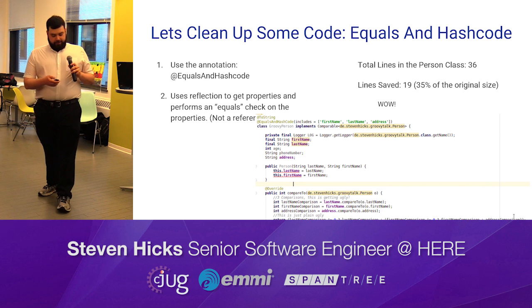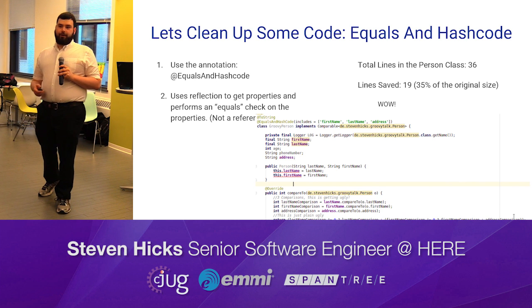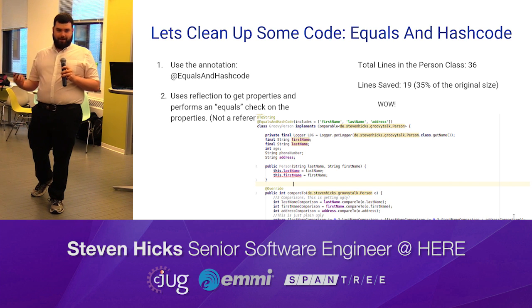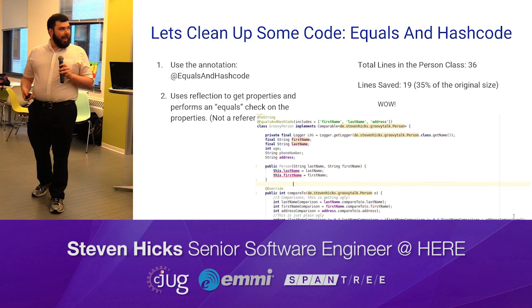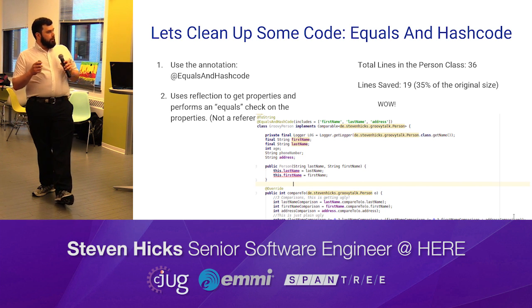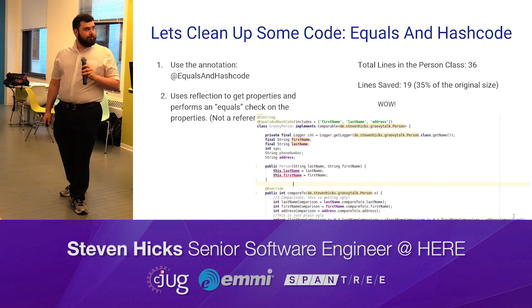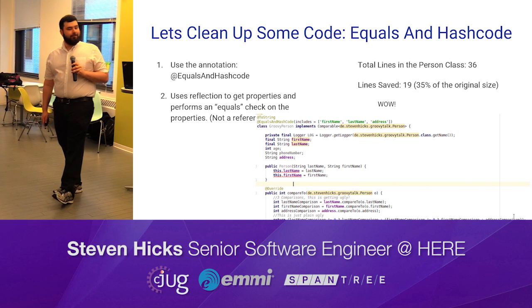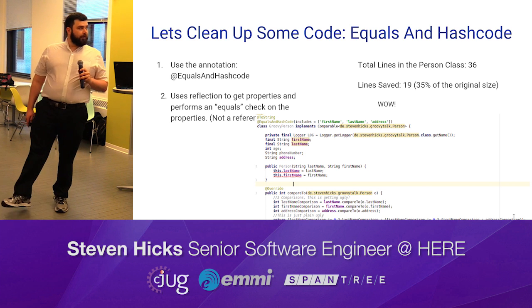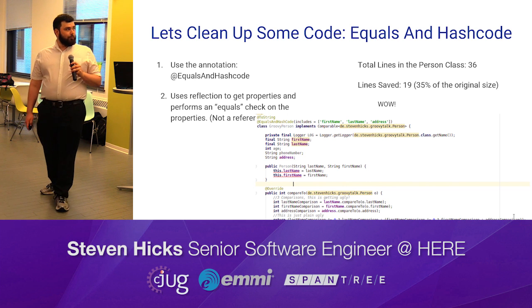In this particular case, what is important to me is the first name, the last name, and the address. We don't really want to validate the phone number or the age when comparing two people. With the usage of this annotation, we saved about 19 lines. We're down to 36 lines from 103. So 35% of the original size. We're doing pretty well so far.